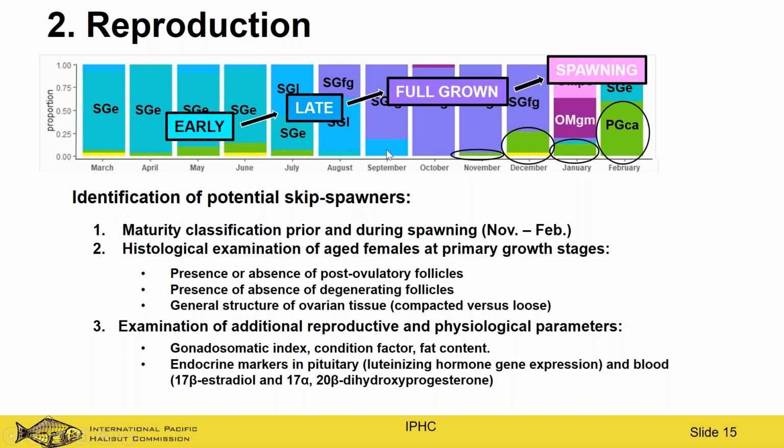Whether something happens to those females a little later on that causes skip spawning, that is something that we don't know. But at least looking at these bars here, this is an indication that all those females, 100% of those females in August and in September, have the capability of spawning that year.